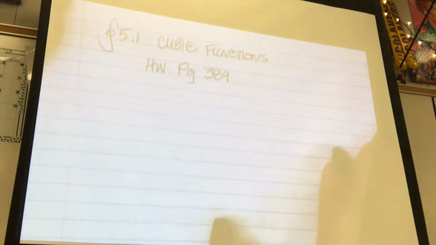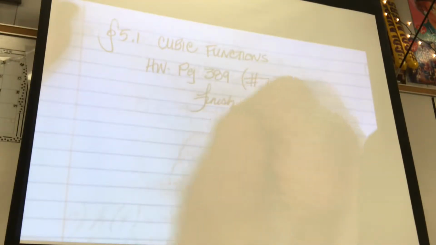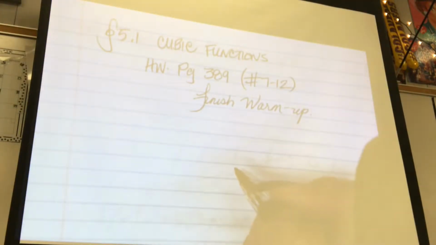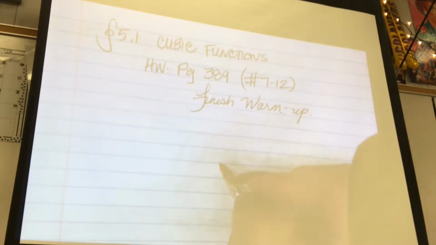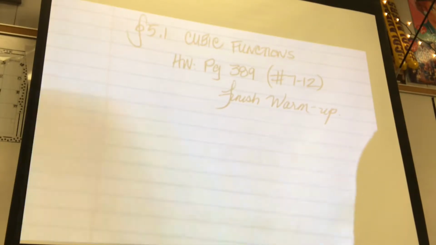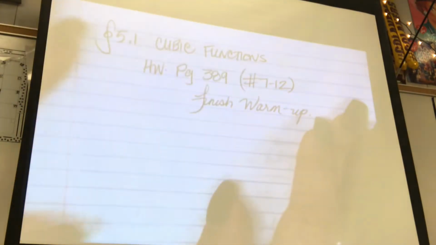Tonight's homework is page 389, numbers 7 through 12, and you're going to finish the warm-up. So make sure that the warm-up is complete before you walk in tomorrow, in addition to the 6 problems for homework. Okay? 7, 8, 9, 10, 11, 12. That's 6 questions. Sometimes people see 7 through 12 and they're like, oh, I thought I only had 5. 7 through 12, all 6 of you.